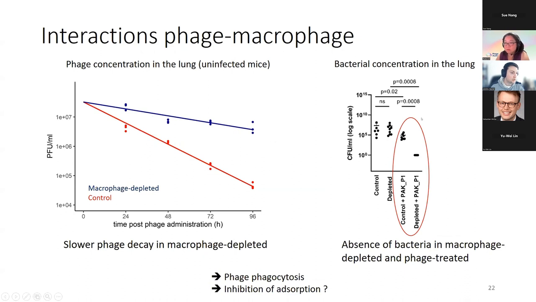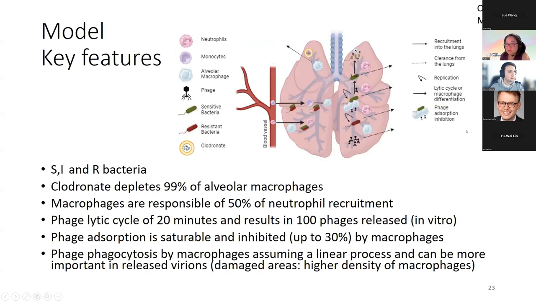And also due to this data, we had different kinds of hypotheses. So of course this phage phagocytosis, and maybe also it could happen that the macrophages, because of their size or other things, could inhibit a little bit the adsorption of the phage to the bacteria. So from this, we made a new model. Here is the schematic of the model.